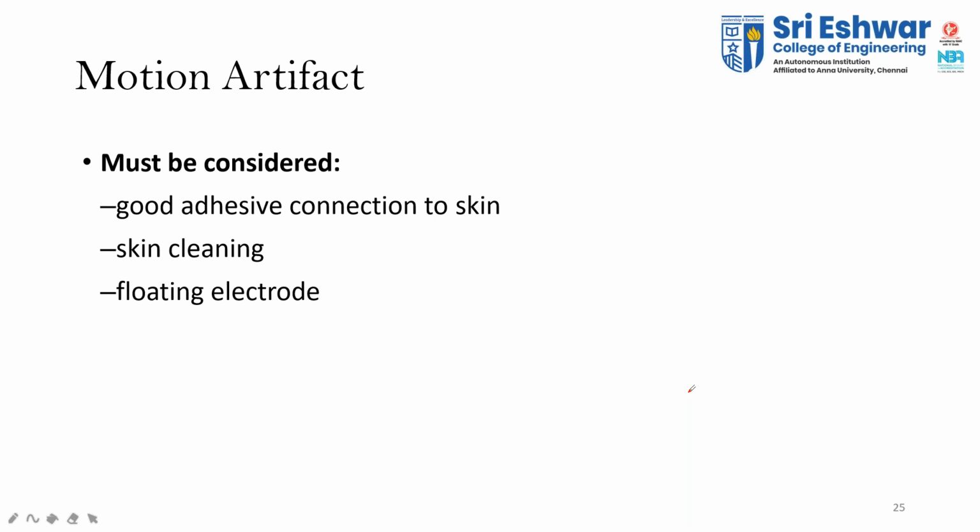And next, floating electrodes. Electrodes should be properly sanitized, and they should not float. Floating is nothing but moving. When the electrode is placed over the surface, it should remain there all the time until the process completes. If it moves from place to place, then the signal taken out from the organ is not accurate.